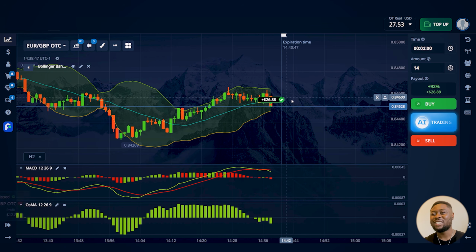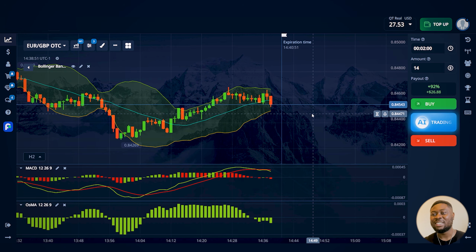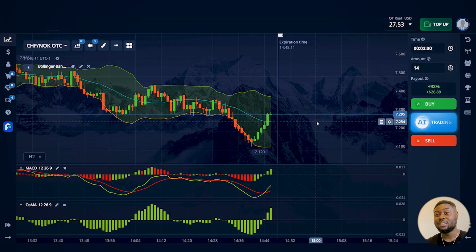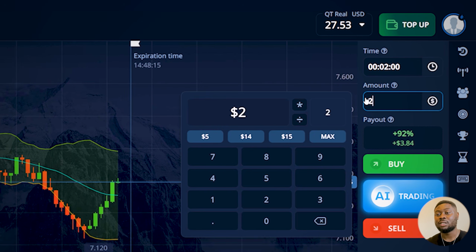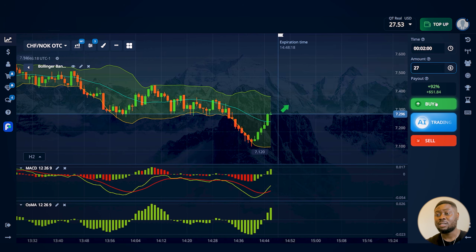Great! My prediction turned out to be correct. The trade is profitable, my capital has increased, and now it stands at $27. I'm thinking of opening a few more trades and talk about the details of this strategy a little more. After spending some time searching, I found a situation that could be profitable. I'll raise the trade amount to $27. My forecast is that the price will rise.